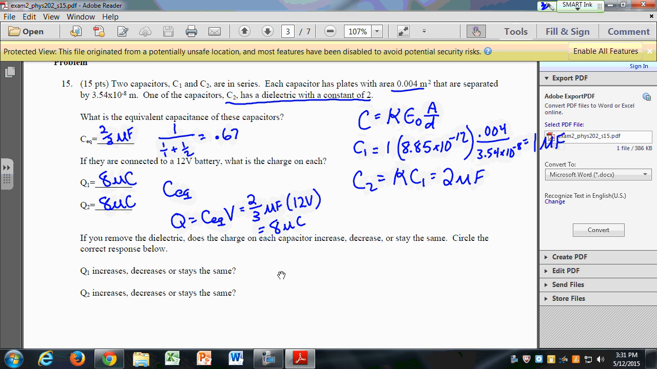Right. And then if you remove the dielectric, how does the charge increase, decrease, or stay the same? Well, if I remove the dielectric, I have these two capacitors, C1 and C2. If I remove the dielectric, that means this capacitance goes down. That means the equivalent capacitance does what? If that capacitance goes down, what happens to the equivalent capacitance? Right, so that means the equivalent capacitance increases, which means the charge on both of them increases. Is that the right answer? Yeah.